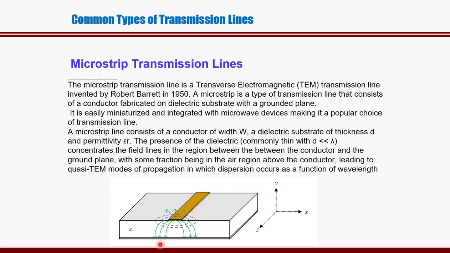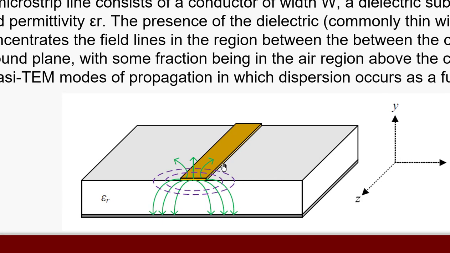The diagram shows that this conductor is fabricated on some dielectric material whose dielectric constant is given by epsilon r. The strip is designed so that the field is concentrated at one end here, as shown by the green and blue lines. The microstrip line consists of a conductor of width W, so this is the width and this is its length, and the thickness is D. Let us see a closer look at this figure. The thickness is very small, this much is the thickness, this is the width, and this whole is the length.